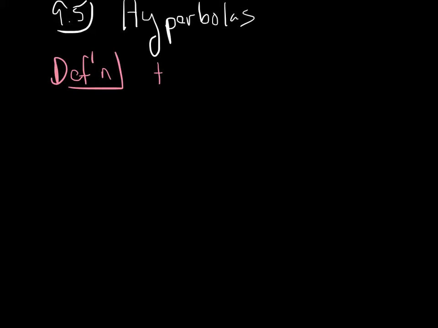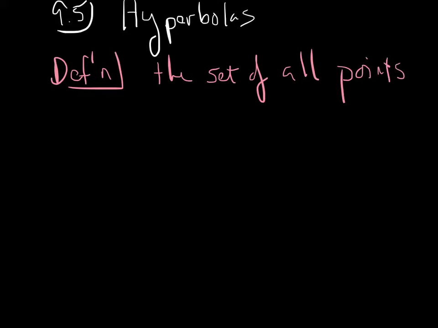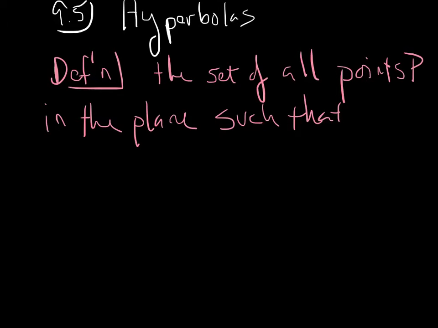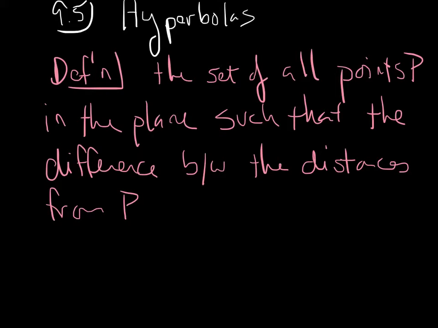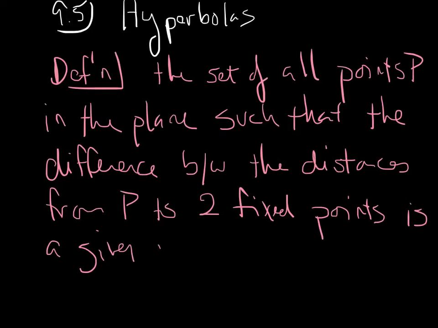And again, it's the set of all points P in the plane such that the difference between the distances from P to two fixed points is a given constant. So what does this mean?